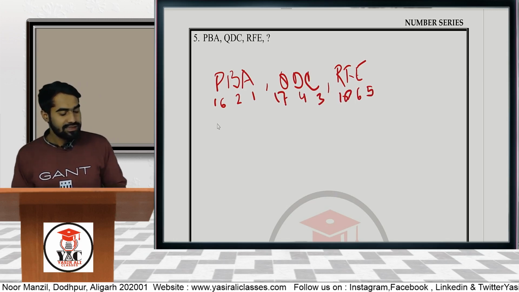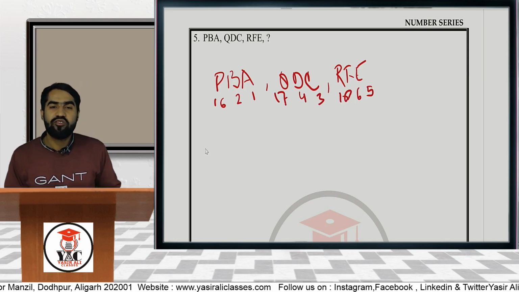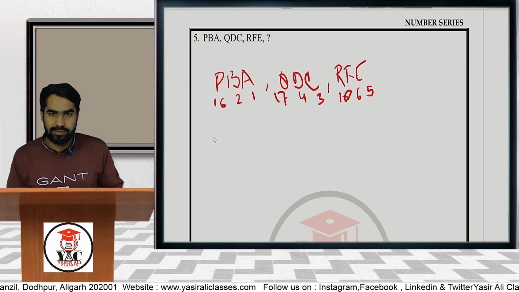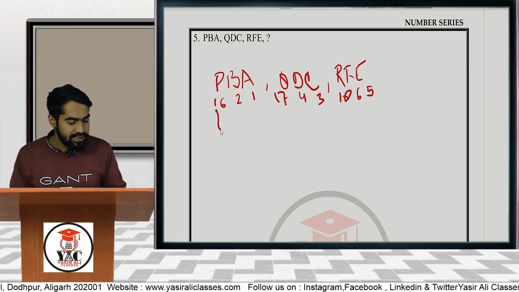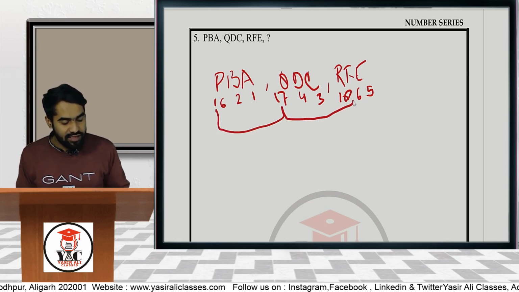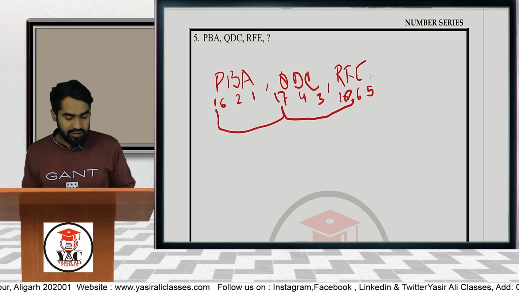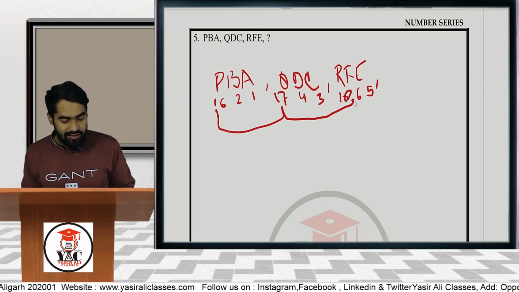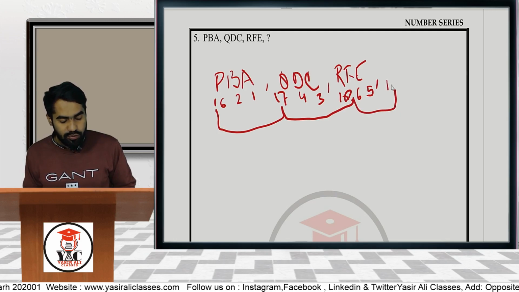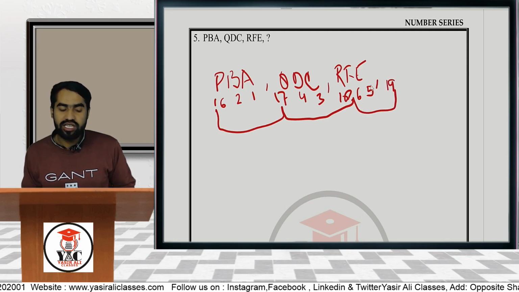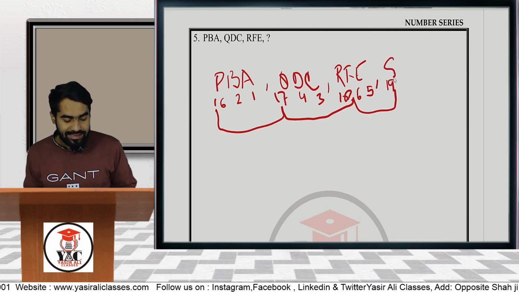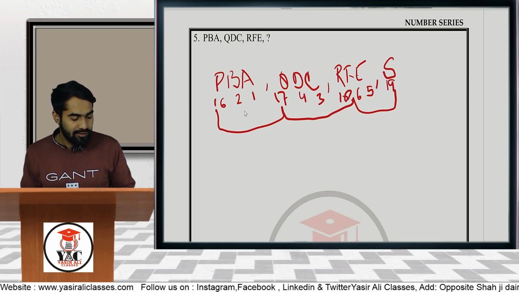Now see the relationship between the first letter of each group. Okay, 16 to 17, 17 to 18. So what should be next? After 17 comes 18, and after 18 should be 19. What comes on 19? S. Okay, now see the second one.